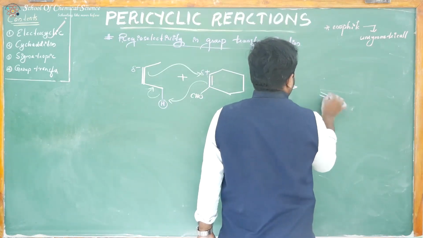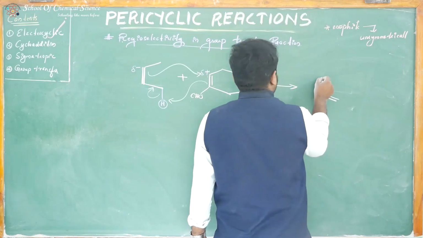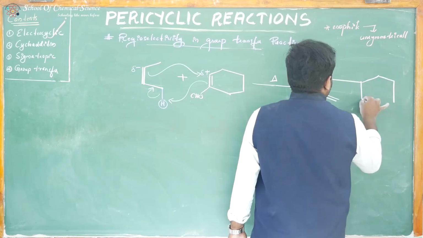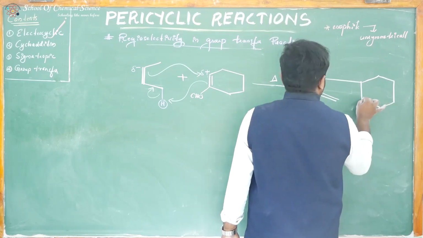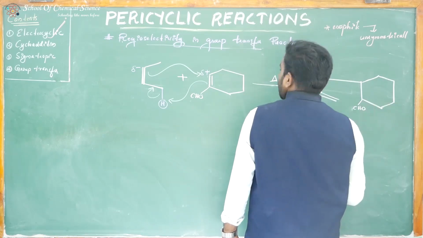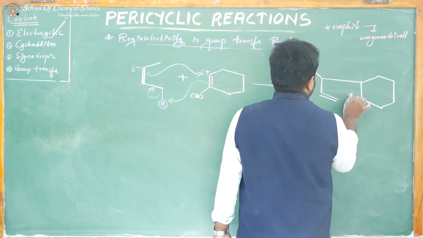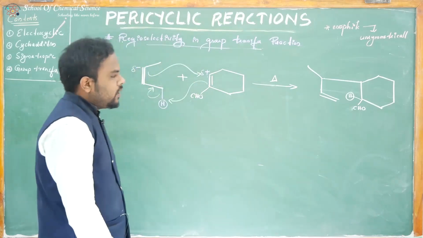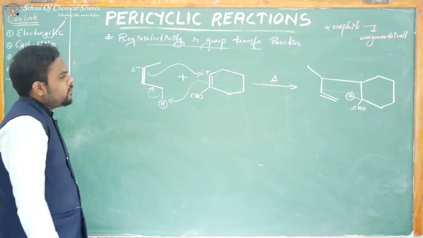Between 1 and 2 a pi bond. This 3 contains one methyl group. 3 is connected to the enophile. This carbon contains a CHO group, and one more hydrogen is transferred. So that will be your product. Absolutely, that will be your product.